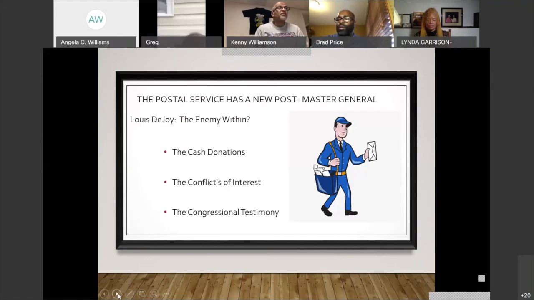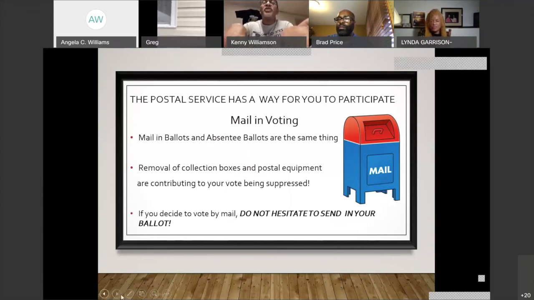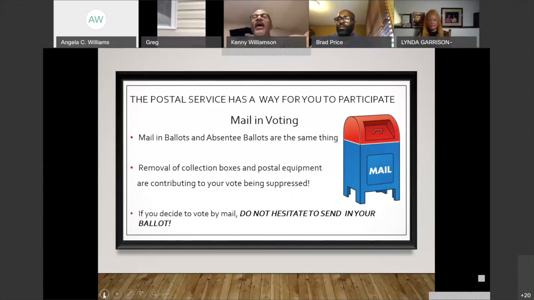So not only does the Postal Service have a 91% approval rating and a new man in charge, but the Postal Service also has a way for you to participate. Oh, I got a little bit ahead of myself here. Just want to share this with you. The Postal Service has a way for you to participate, and that is your mail-in ballots.